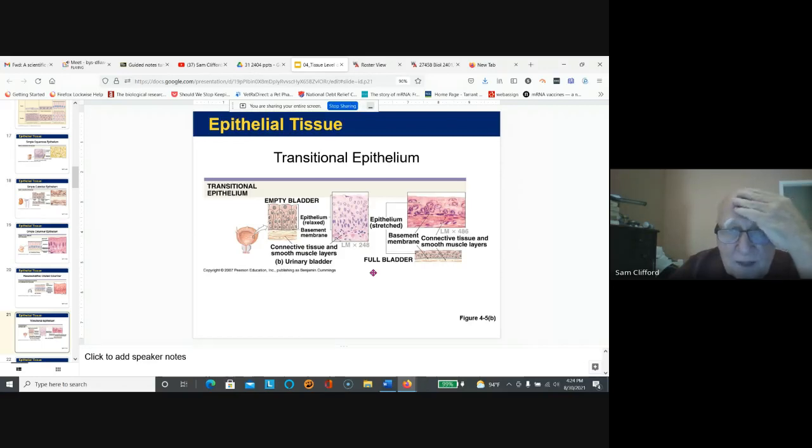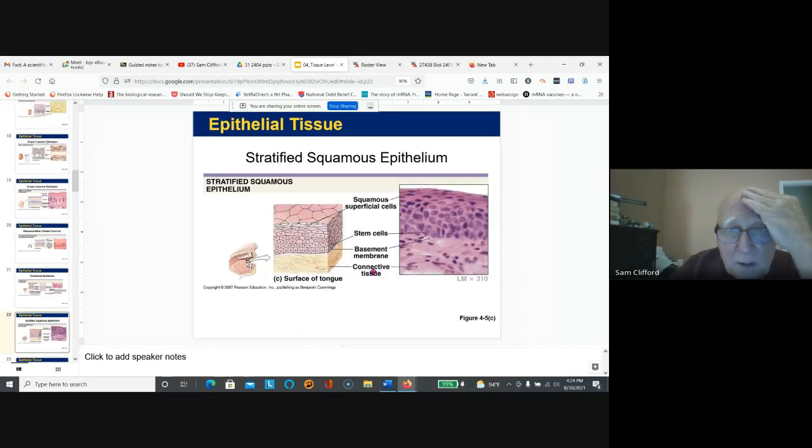We're not going to worry about transitional. We're only going to worry about stratified squamous. All of your skin, the surface of the tongue, are made out of many layers of stratified squamous. Notice only the superior cells are flattened. So the lining of the tongue, the oral cavity, and the skin are stratified squamous, meaning it has multiple layers.